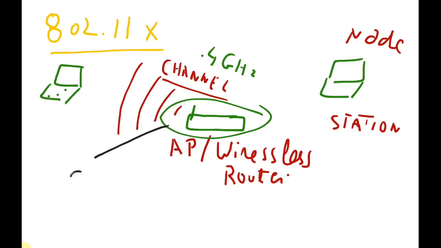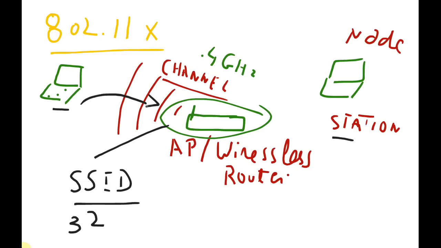For that, we need SSID. SSID stands for Service Set Identifier. It is actually the name of your wireless network. It is a 32-character unique name. SSID differentiates one LAN from another, one WLAN or wireless LAN from another, and all the stations try to access that router, or more than one router, with the same SSID, that is service set identifier.